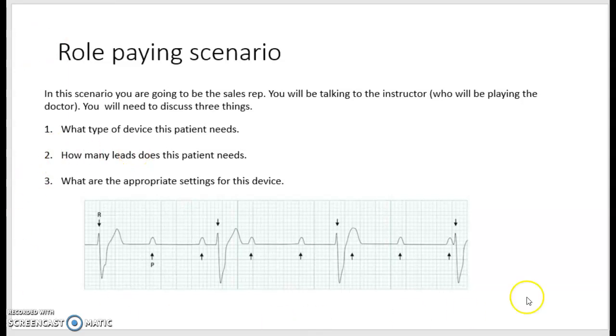What type of device does this patient need? Do they need a pacemaker? Do they need a defibrillator? Remember, this is a pacemaker class, so we're going into, is it a pacemaker or not? How many leads does this patient need? And what are the appropriate settings for this device?